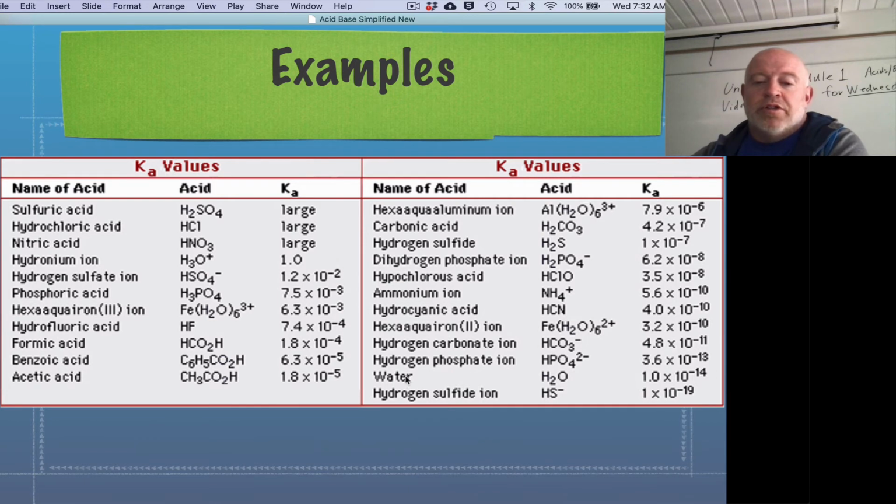Looking down here, oh, look, there's water as an acid. It's 1 times 10 to the negative 14th. Oh, look, there's that 14 again that we've talked about before, okay? Which would make sense because its conjugate, the hydronium ion, has a Ka of 1. So these two together, if you multiply them, would equal the Kw.